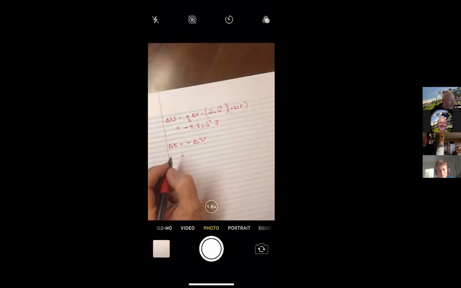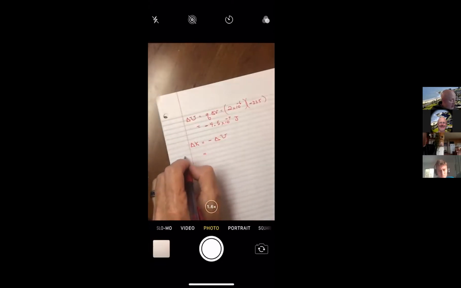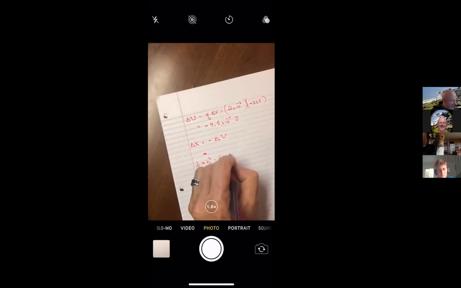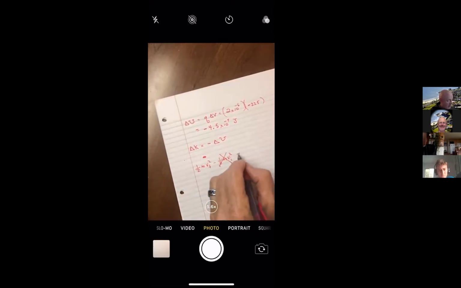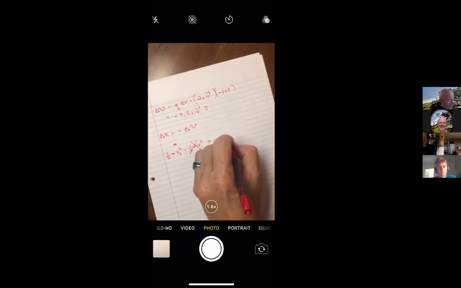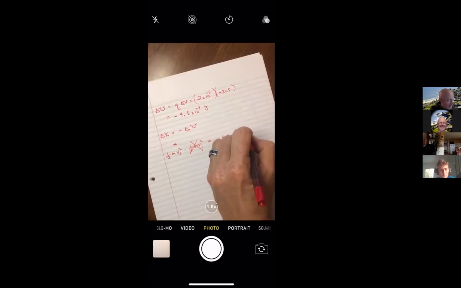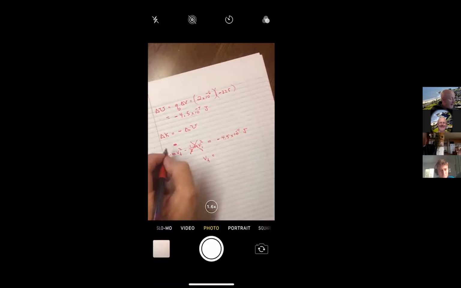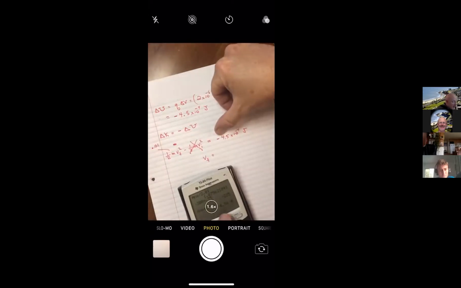And I'm just kind of curious where this goes myself. So I'm going to put here the change in kinetic energy would be 1/2 mv final squared minus 1/2 mv initial squared, but the initial is 0. And the change in potential energy was that negative 4.5 times 10 to the negative 4 joules. The mass was 0.01. Let me just double check that.